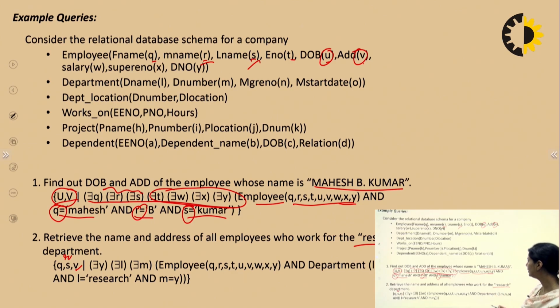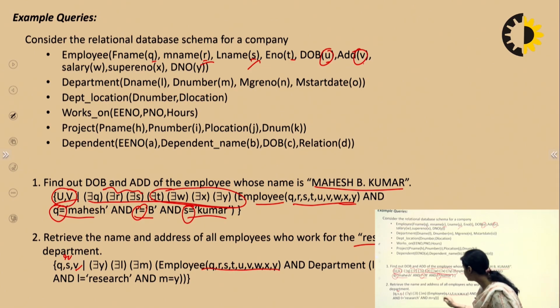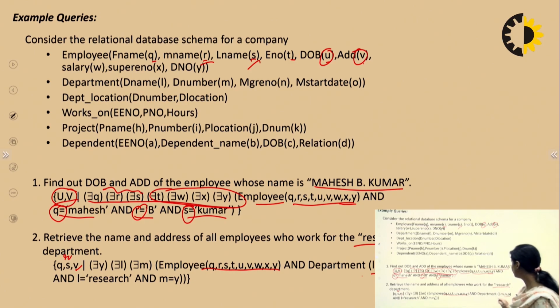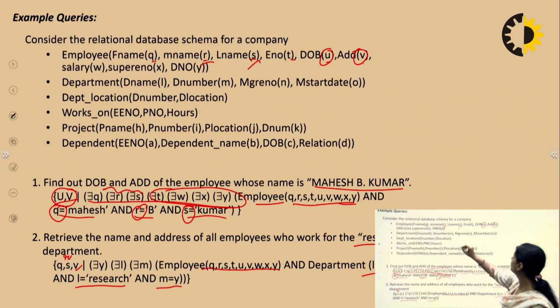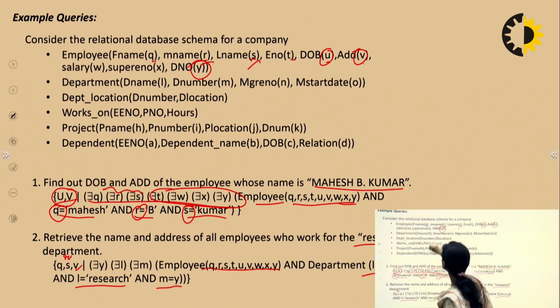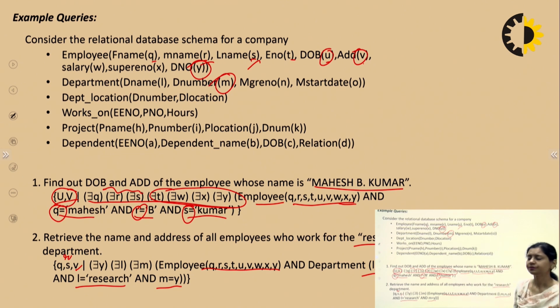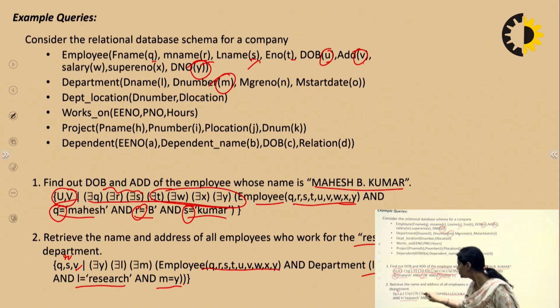So we need the department table and the employee relation. The employee relation columns with the department relational columns with AND operator. And the department is research, so I is equal to research and M is equal to Y, that is the DNOs are to be equal. So this Y should be equal to this D number, M equals to Y. So in that case, this M, Y and L should be written over here, the rest can be omitted.